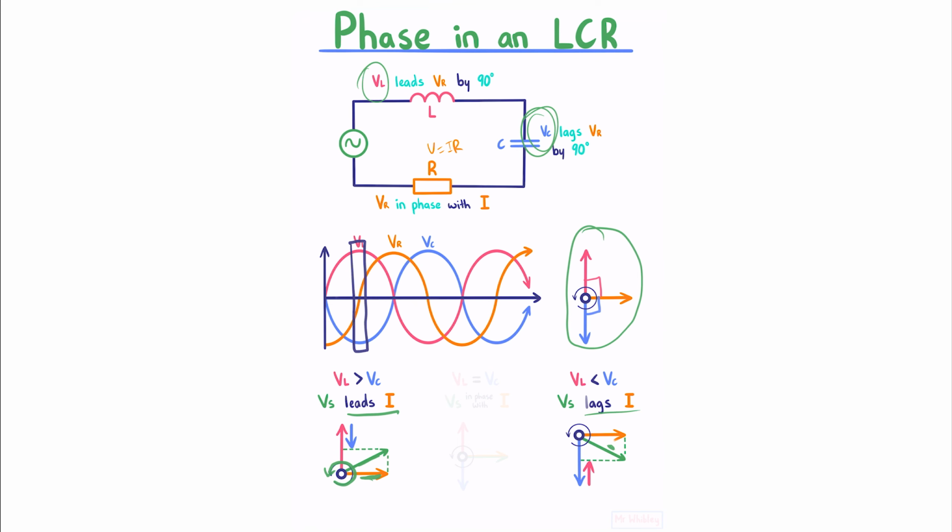For our last situation, if instead these voltages are equal, then our vertical component of our source voltage goes to 0, and our source voltage is entirely horizontal, meaning that our source voltage is in phase with the current.